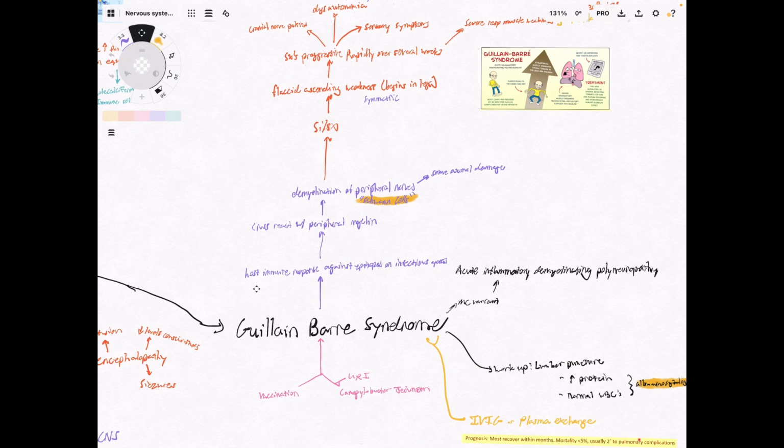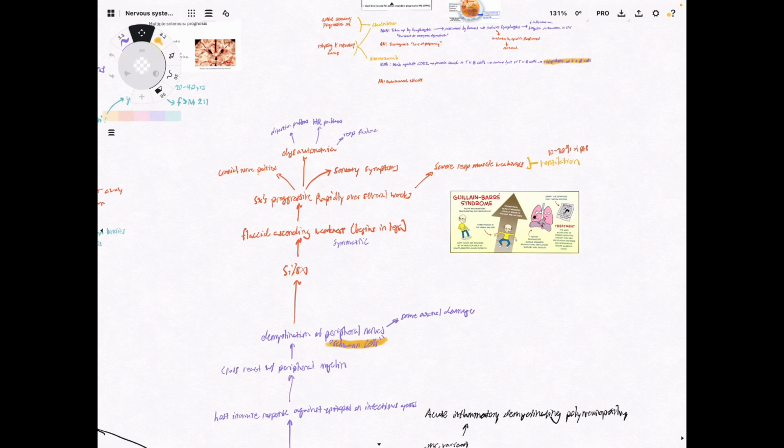So your immune system, typically your B cells and your T cells, will actually cross-react with peripheral myelin, which is made by Schwann cells, and this is what causes axonal damage, not allowing those electrical currents to propagate as fast as they need to. It presents with flaccid ascending weakness. So this is very important to remember. Guillain-Barre syndrome starts at the legs and slowly goes up your body.